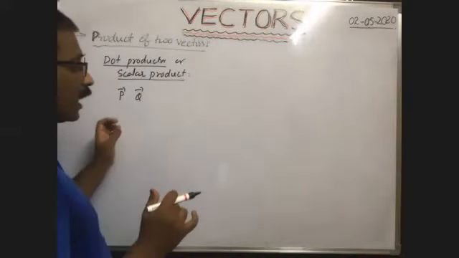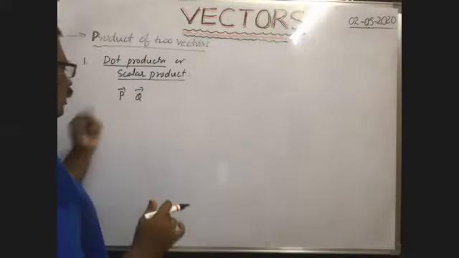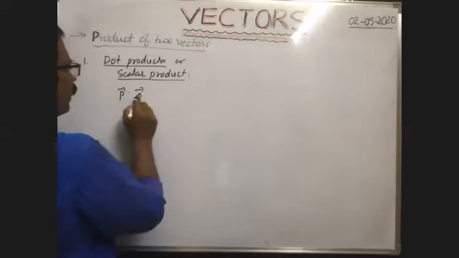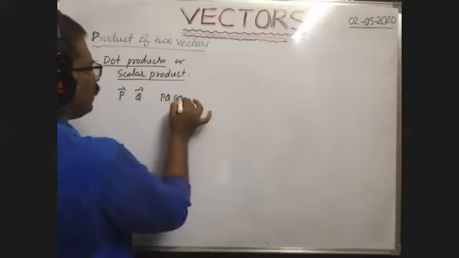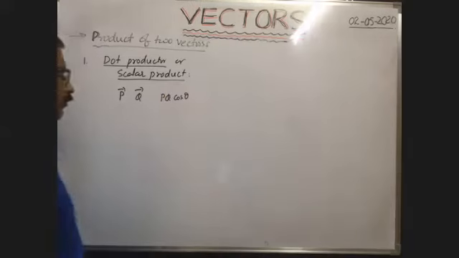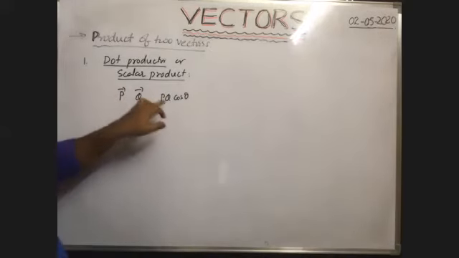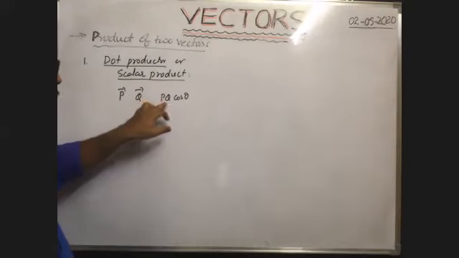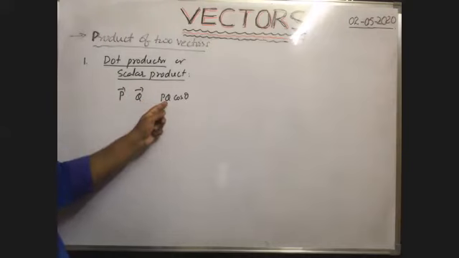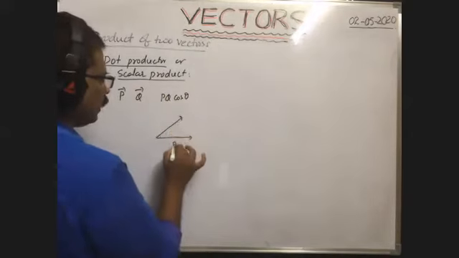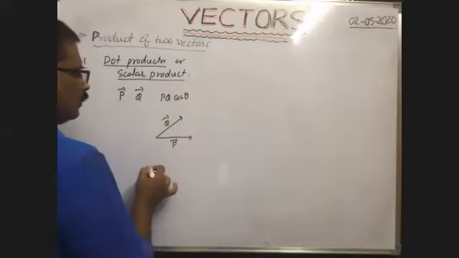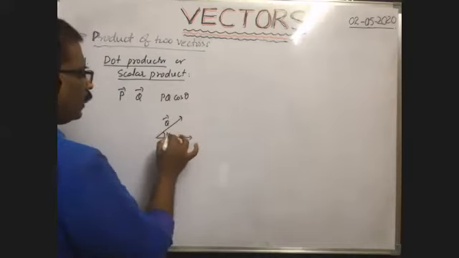So what is the magnitude of the product of two vectors? If the product of two vectors gives a scalar, whose magnitude is equal to the product of the magnitudes of the two vectors and the cosine of the angle between them. For example, here p bar and q bar are there like this, force and displacement. Angle between them is theta.